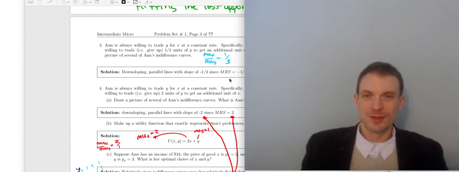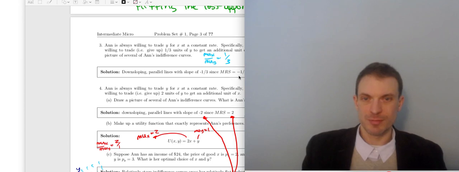So the right picture is going to be, we go down 1/3 for each unit of X. What's going on? You're giving up 1/3 of a unit of Y for every additional unit of X, or giving up 1 unit of Y to get 3 units of X, right? Think of rise over run. The numerator is like the rise, the denominator is like the run. All right, good. And so we're going to have downward sloping parallel lines with a slope of -1/3.